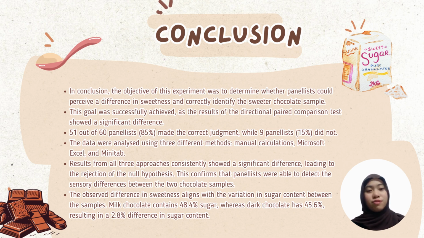So the observed difference in sweetness aligns with the variation in sugar content between the samples, in which milk chocolate contains 48.4% sugar content, whereas dark chocolate has 45.6%, resulting in a 2.8% difference in sugar content.